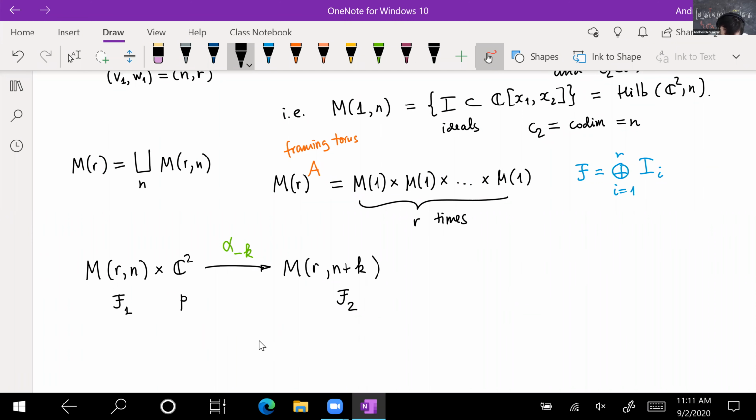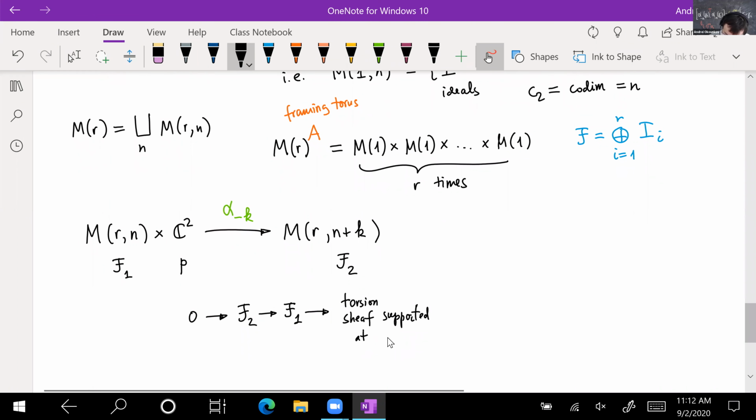And then what I'd like is for F2 to be a subsheaf, so I have a short exact sequence. This goes to F1. And then the quotient would be a torsion sheaf because they have the same rank. So it has to be a rank zero sheaf, so a torsion sheaf, supported at this point P. Okay, so that's a correspondence. You can imagine this is given by some equation: a sheaf being in a subsheaf, and the fact that the quotient is supported at a point is also an equation.